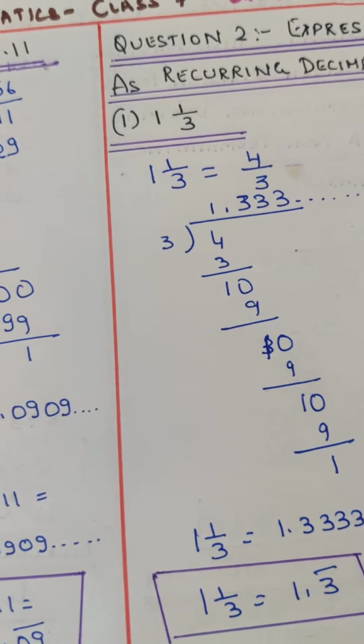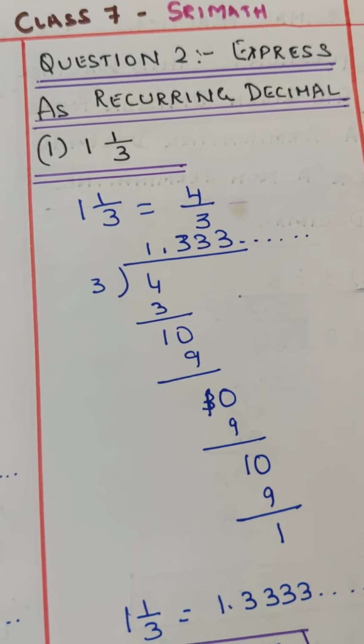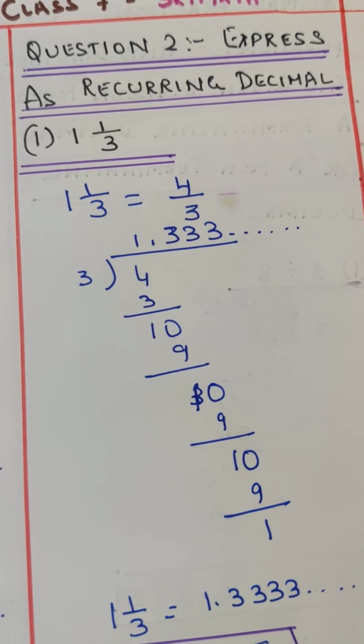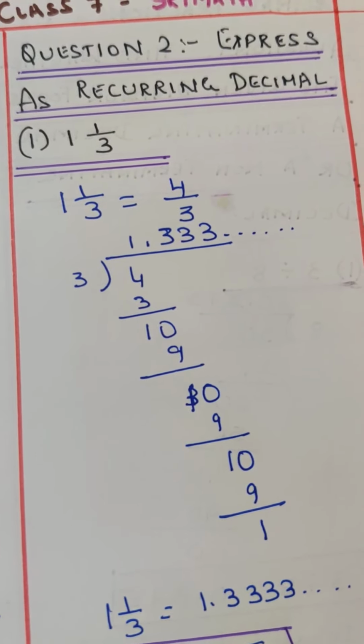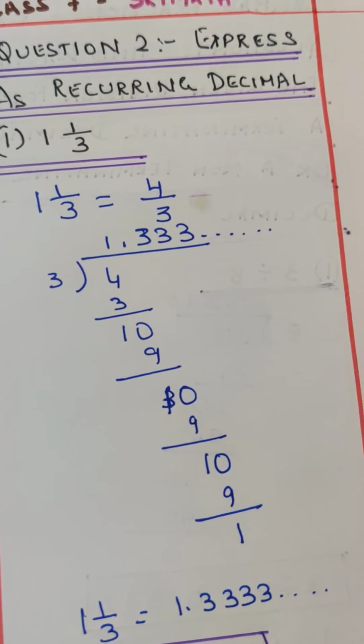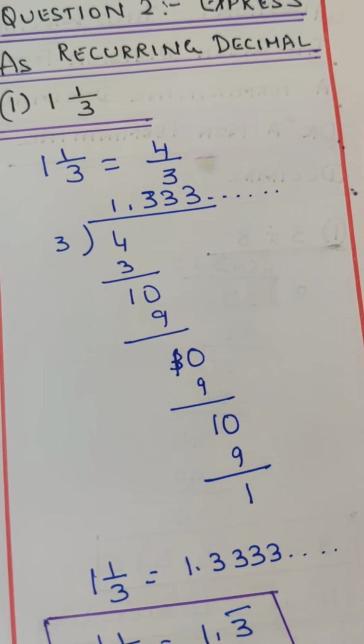Alright, so now the first one in question 2: express as recurring decimal. We have a mixed fraction, 1 1/3. When you convert this mixed fraction, you get 4/3. So we do 4 divided by 3.